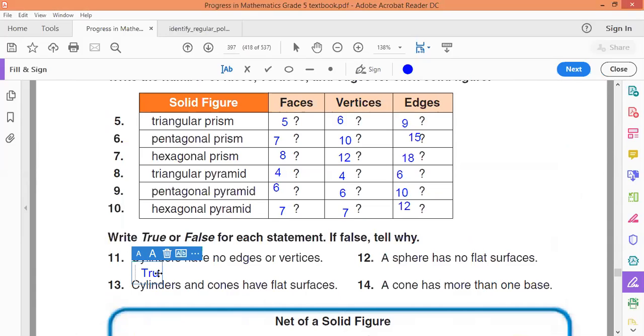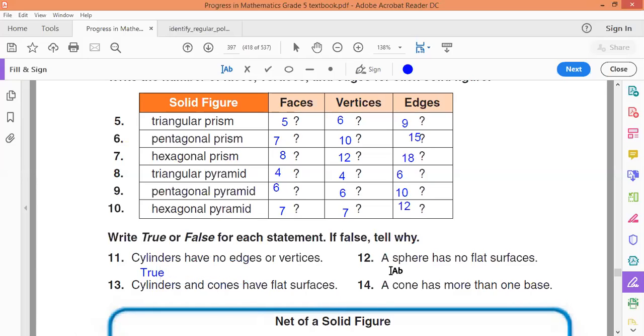Okay. So right here, Teacher, where are you? This is for question 11 or 13? This is question 11. Why write it down? What?